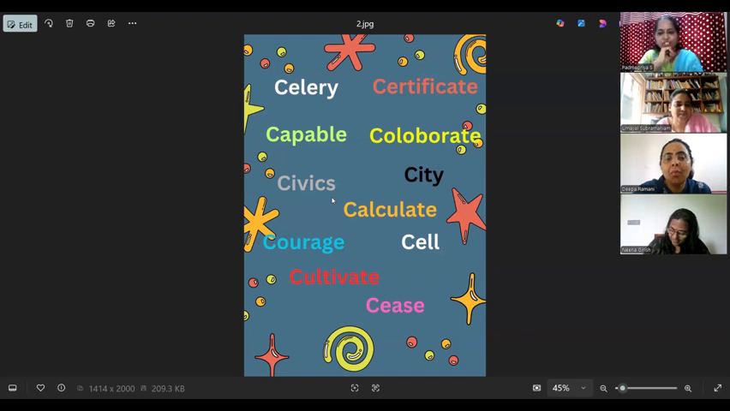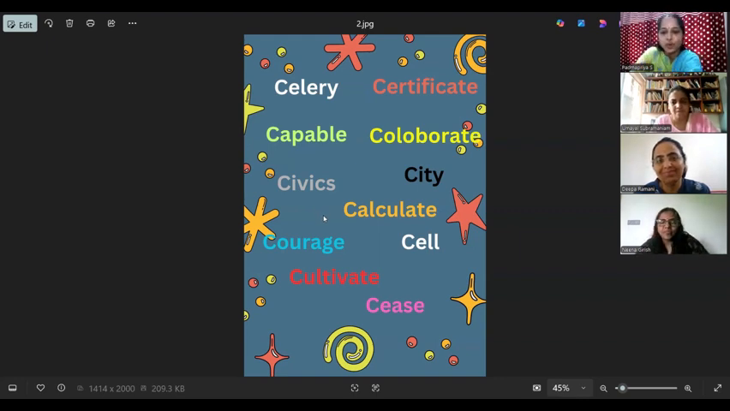Okay, Deepa, did you observe something as Umayal read these words? Yes. So all these C words like celery, certificate, all these words in this image have a vowel following the C. C and E, C A, C O, C I, C U also. A, E, I, O, U are following C. That's a very good observation, Deepa.